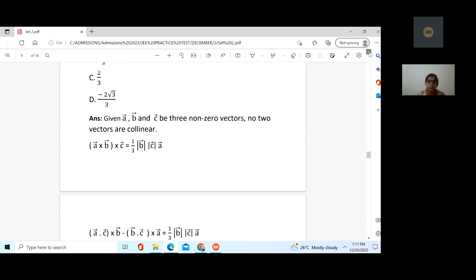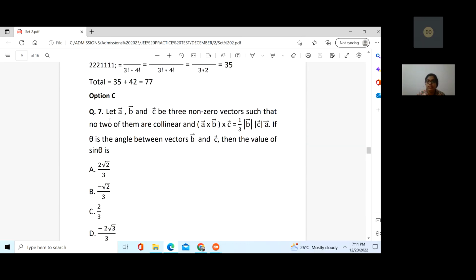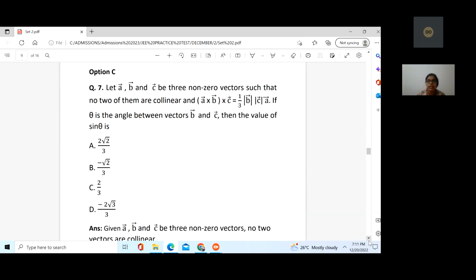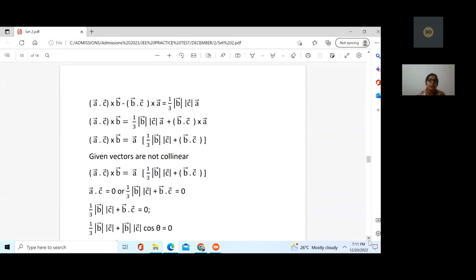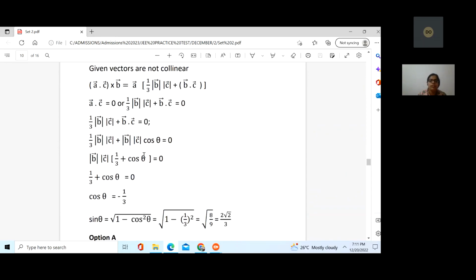We'll just go back through the question once again. It's asking for the angle between B and C, and they want us to find sine theta. But we know the formula here, it's cos theta. So from this you can take these outside. So it will be 1 by 3 plus cos theta, since this term will be 1. So 1 by 3 plus cos theta equal to 0, and cos theta equal to minus 1 by 3.